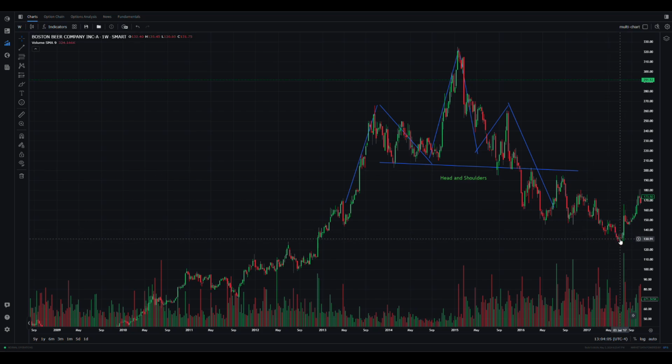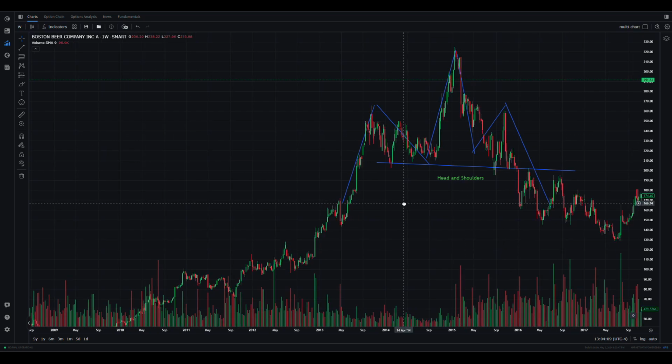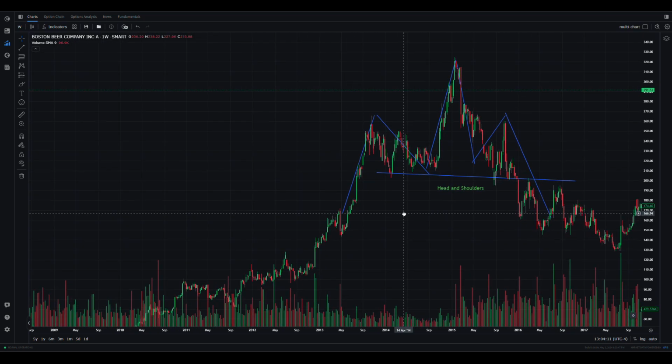And let's not forget confirmation. Confirmation is key. Traders typically wait for the price to close below the neckline to confirm the validity of the pattern before considering taking a position. Additionally, observing other technical indicators and factors can help strengthen confidence in the reversal signal.